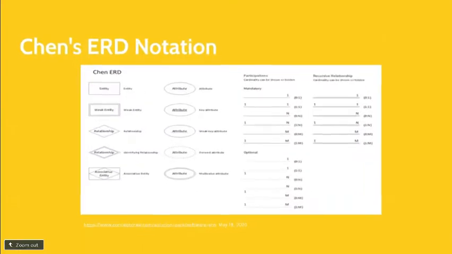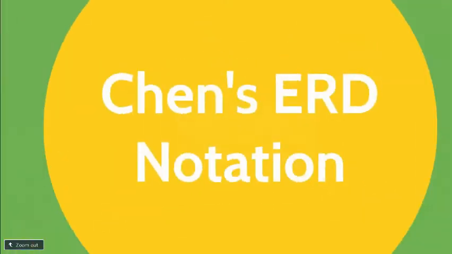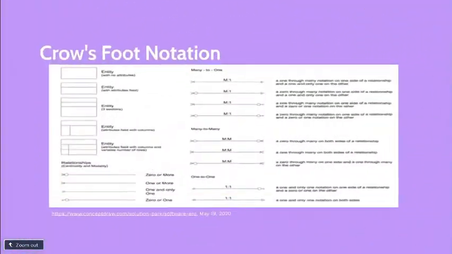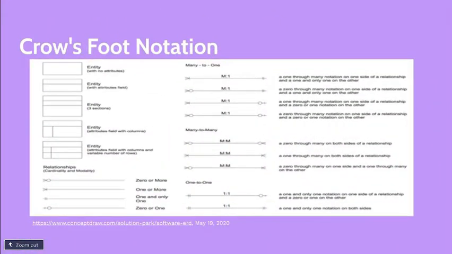This is Chen's ERD notation. For detailed explanation for this ERD notation, you can visit the link below the figure. And this is the crow's foot notation. Visit the links for details.